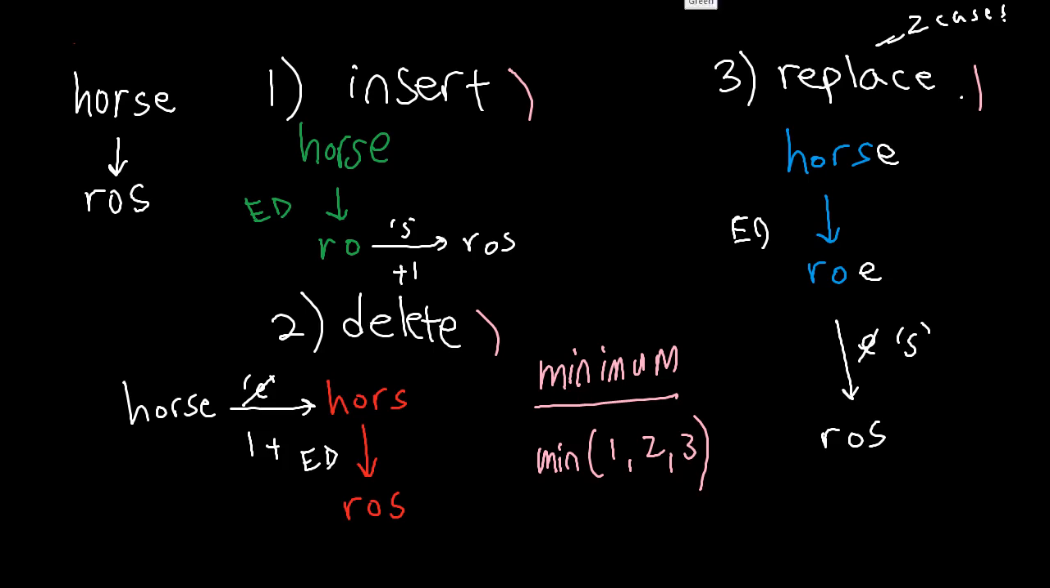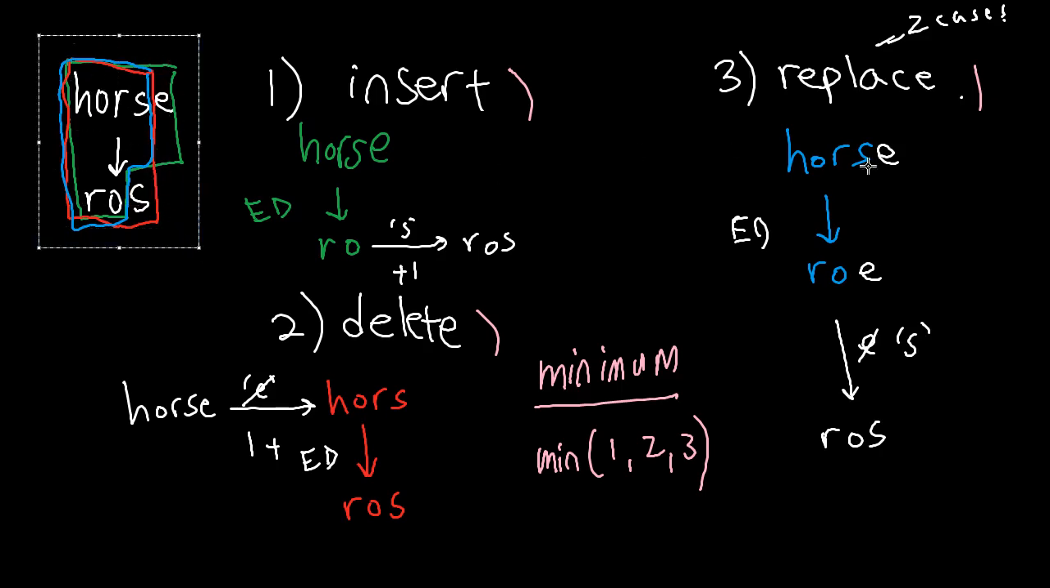Now something cool you'll notice here is that this horse to row subproblem corresponds to this section right here. So horse to row. And then we'll look at this delete as well. So this delete corresponds to HRS into ROS. And then finally, we have our replace, which is going to be HRS into RO. So I'm going to copy this and then see where they look like on a grid.